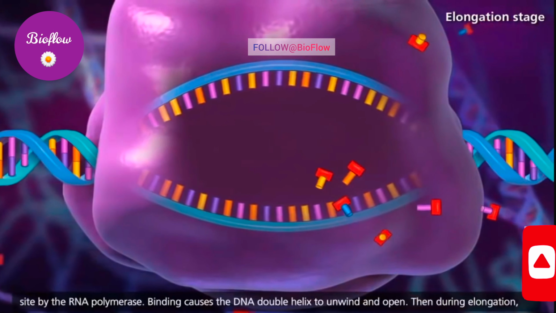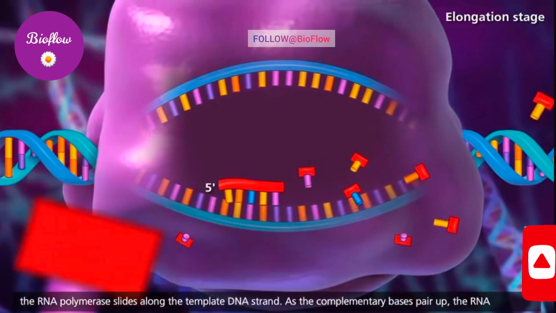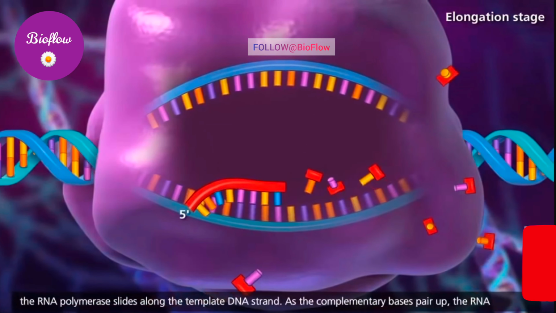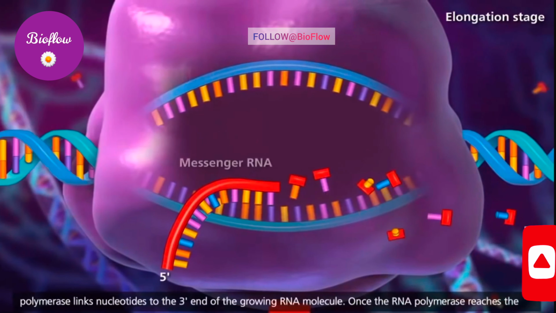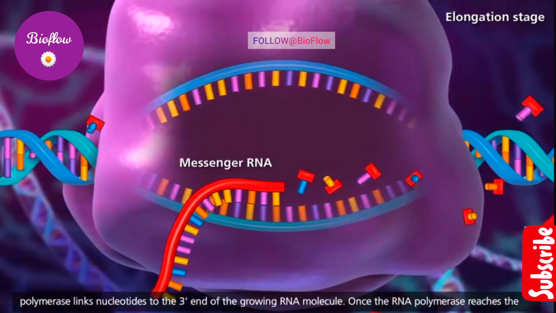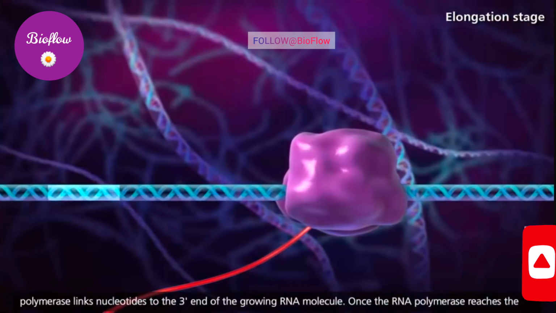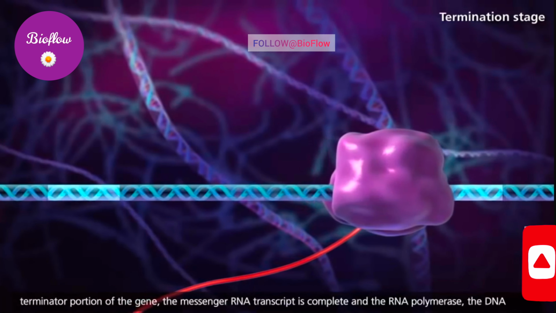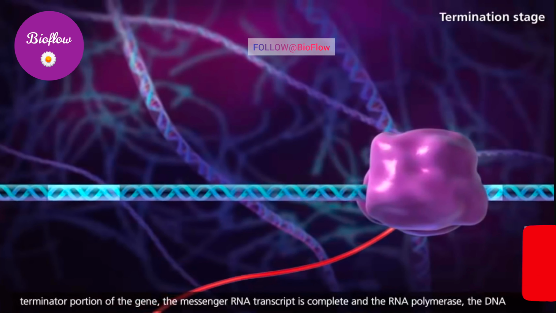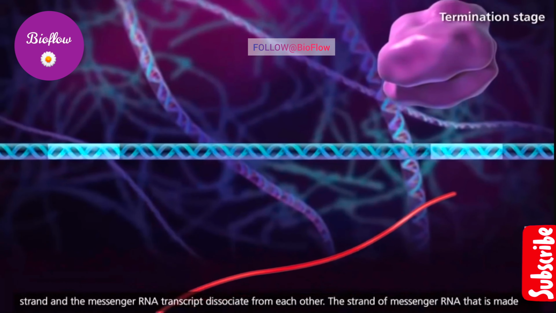Then, during elongation, the RNA polymerase slides along the template DNA strand. As the complementary bases pair up, the RNA polymerase links nucleotides to the 3' end of the growing RNA molecule. Once the RNA polymerase reaches the terminator region of the gene, the messenger RNA transcript is complete and the RNA polymerase, the DNA strand, and the messenger RNA transcript dissociate from each other.